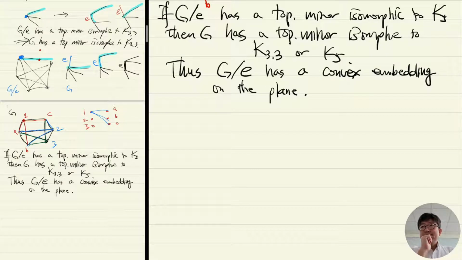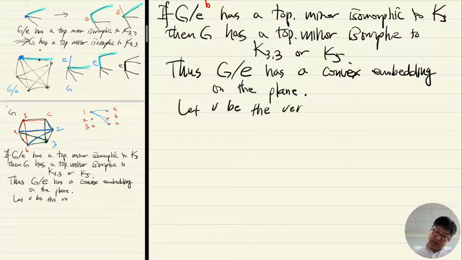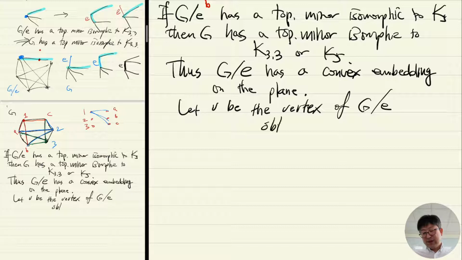Now, let V be the vertex of G contract E obtained from E.